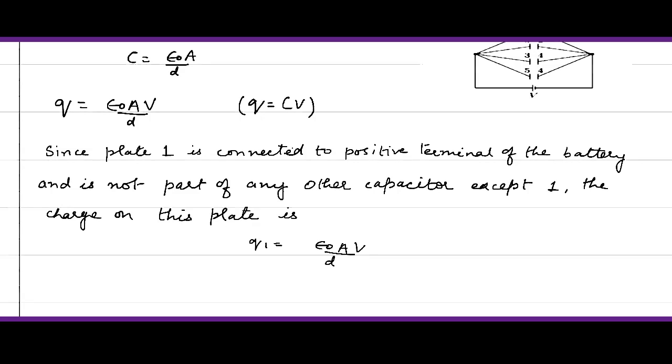Now we come on to the fourth plate. As we know that plate 4 is common to two capacitors, formed by plates 3 and 4 and plates 5 and 4, as it is clear from this circuit diagram. The charge on plate 4 will be Q4 equal to minus 2 epsilon naught A V by D, and it is connected to the negative terminal. That's why we will put a negative sign there.